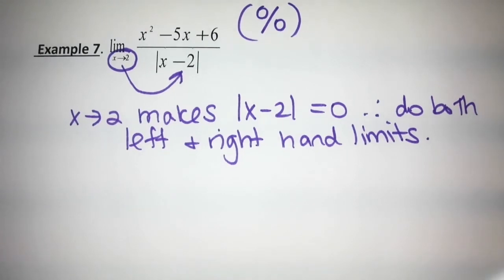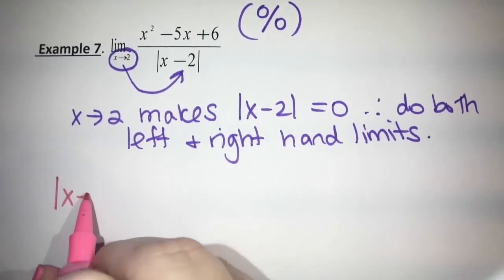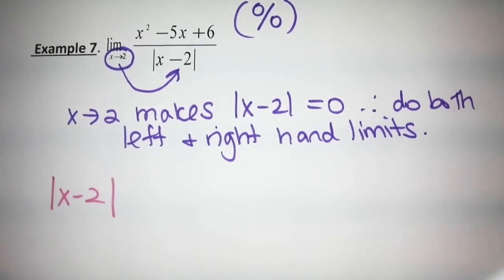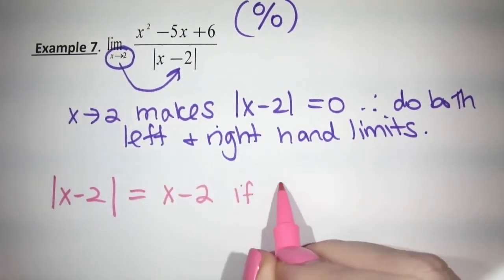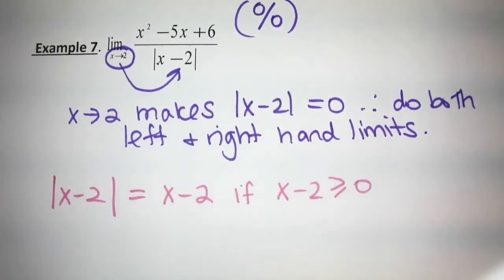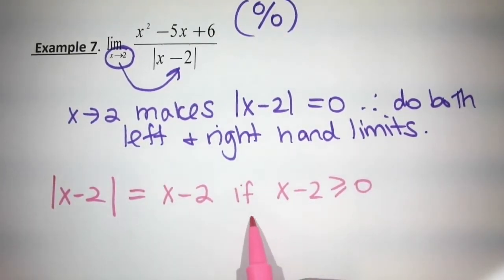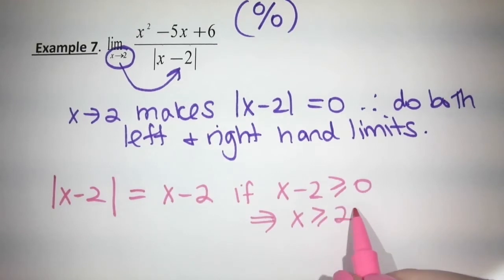Now what you have to remember from high school is the absolute value of any number is always that number if it's positive. So the absolute value of 7 is just 7. So the absolute value of x minus 2 is x minus 2 as long as x minus 2 is greater than or equal to 0, which means x greater than or equal to 2, really.